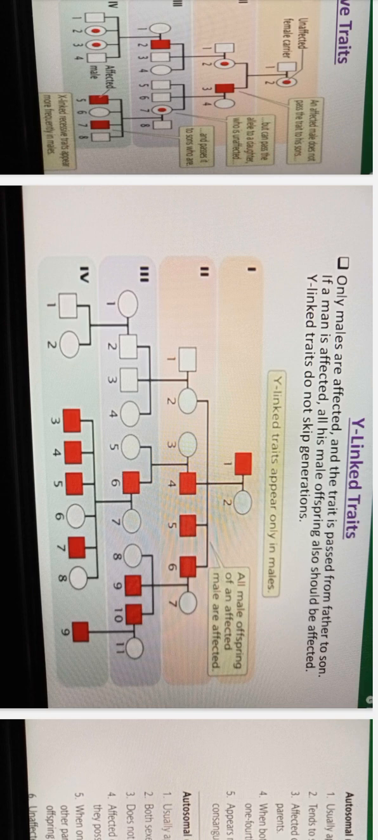Y-linked traits: only males are affected. The trait is passed from father to son. If a man is affected, all his male offspring will also be affected. Y-linked traits do not skip generations.